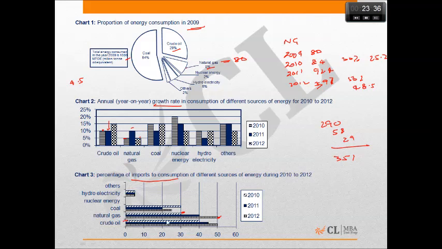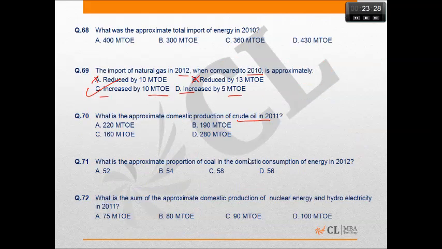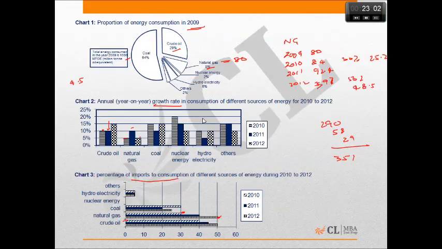Crude oil in 2010 is 40% of imports, so that means 60% is domestic. So 60% of 350 should be the answer. 60% of 351. So 35 into 6, 180, 210. I don't have a 210. I have a 220 and 190. So I'll have to take my chances on this. Let me just check it again, because it's this or this. I hope I've got it right.